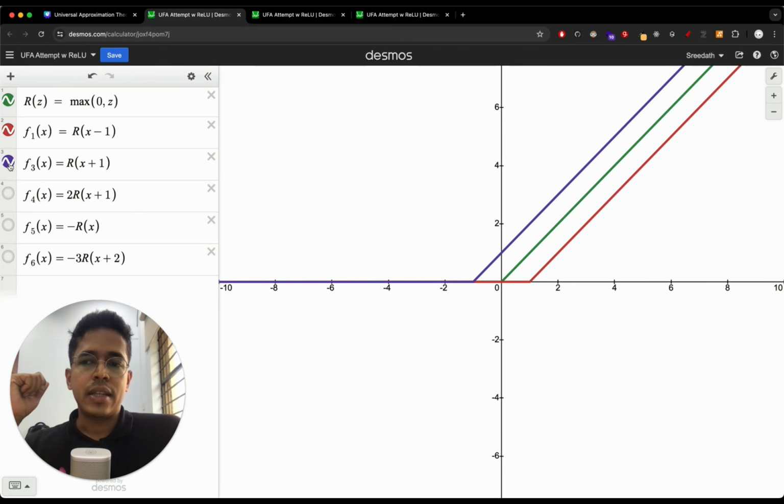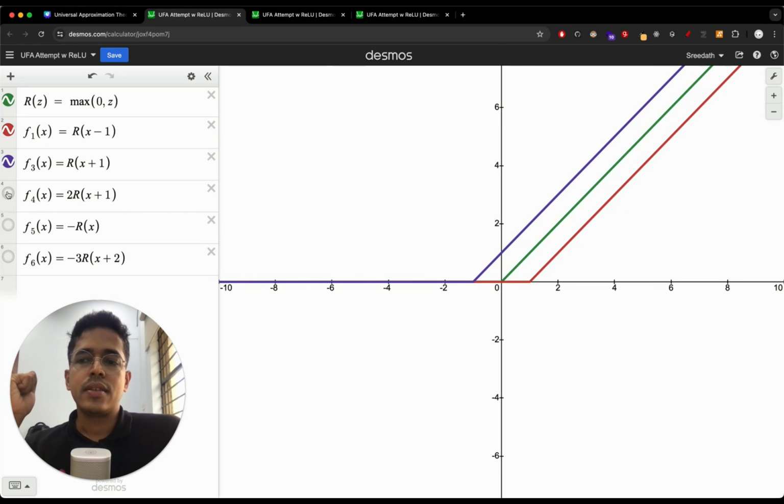Now what if I visualize this f3? f3 is ReLU of x plus 1. So ReLU of x plus 1 is nothing but the original ReLU offset by minus 1 in the negative x-axis direction. This is fairly easy to understand, I hope.